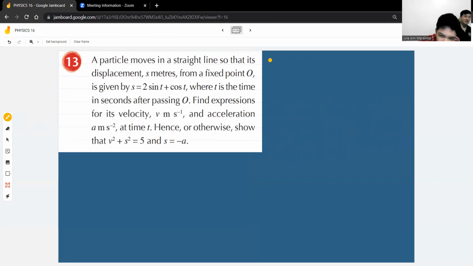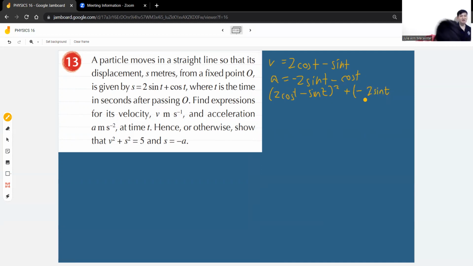A particle moves in a straight line so that its displacement s meters from a fixed point O is given by s equals 2 sine t plus cosine t, where t is the time in seconds after passing O. Find expressions for its velocity, v meters per second, and acceleration, a meters per second squared, at time t. Hence, or otherwise, show that v squared plus s squared equals 5, and that the acceleration is negative of s.